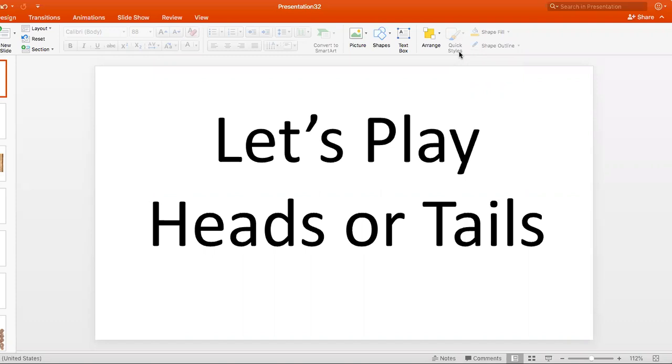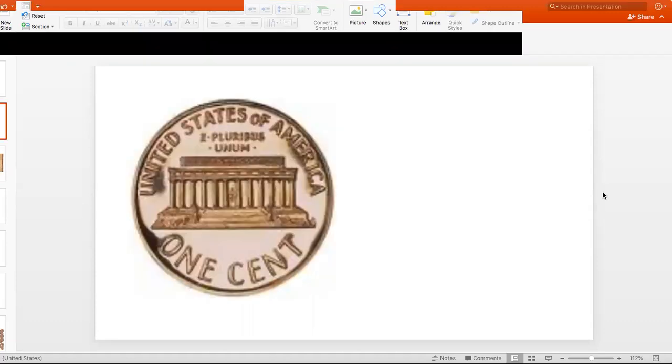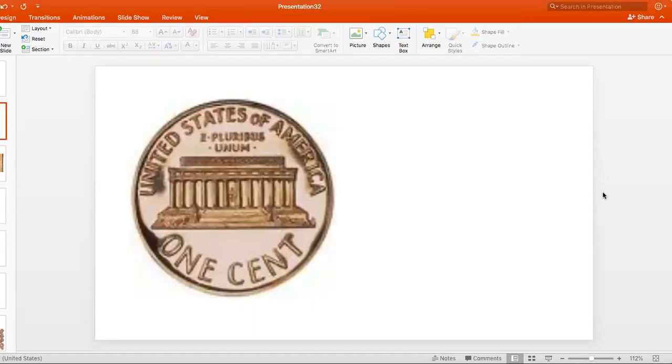If you remember from our discussion yesterday, on the front of a penny is Abraham Lincoln, and on the back is either a shield or the Lincoln Memorial. So typically heads would be Abraham Lincoln, and tails would be the Lincoln Memorial or the shield. I'm going to pick tails. Actually no, I'm going to do heads. I'm heads, you guys are tails. Let's see. Oh, I'm the winner.